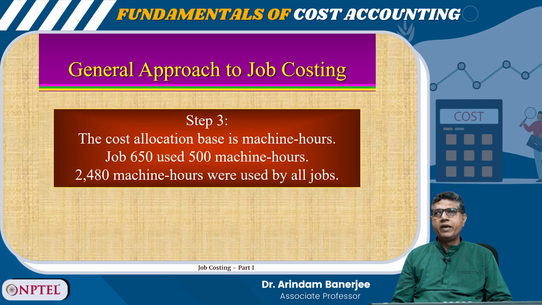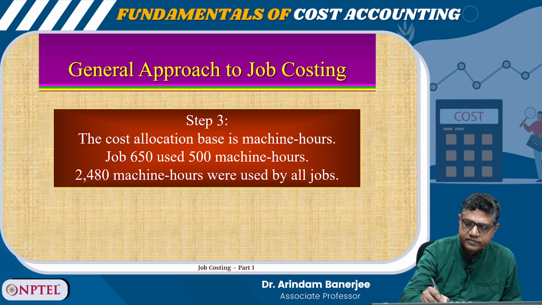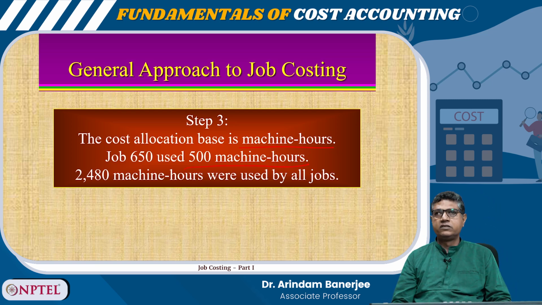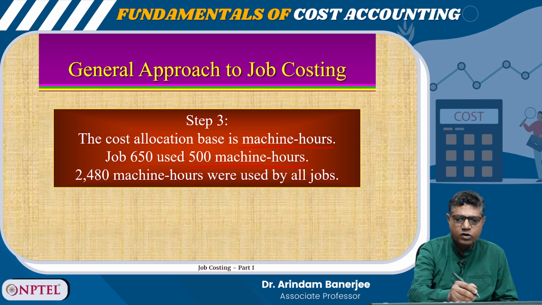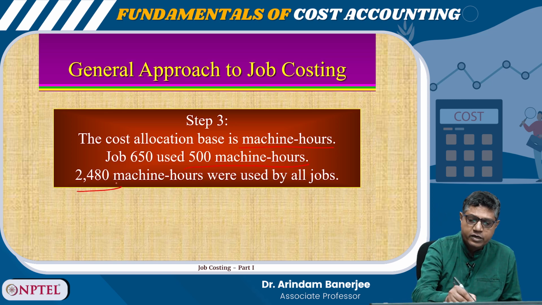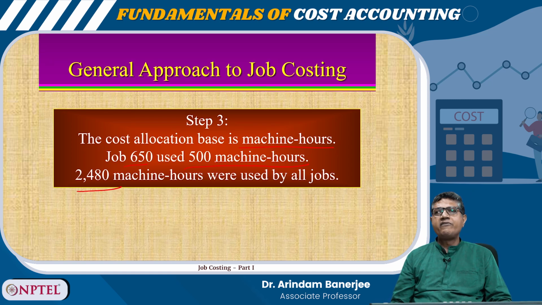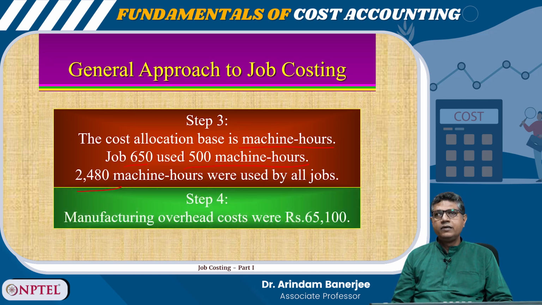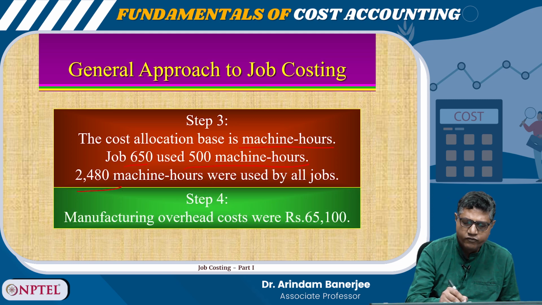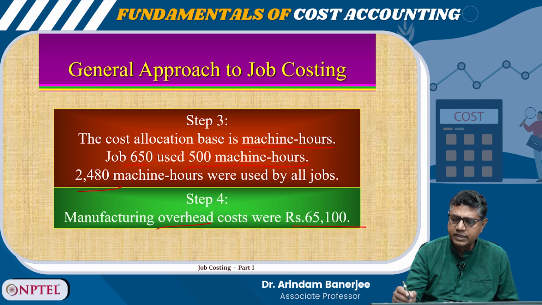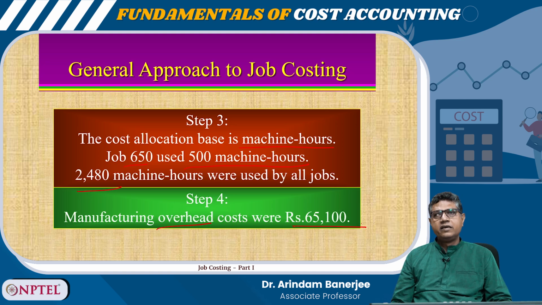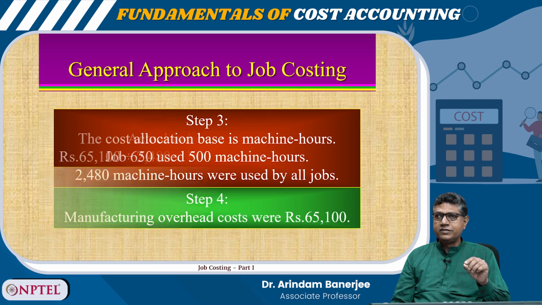The cost allocation base is machine hours. Job 650 used 500 machine hours, and 2,480 machine hours were used by all jobs. So, this is the total machine hours, but particularly this job is using 500 machine hours. Now, step 4, what are the indirect costs? Overhead cost means indirect cost. Indirect cost is rupees 65,100. This is the indirect cost or overhead incurred for this particular job.